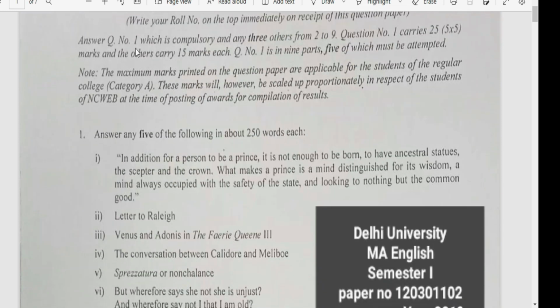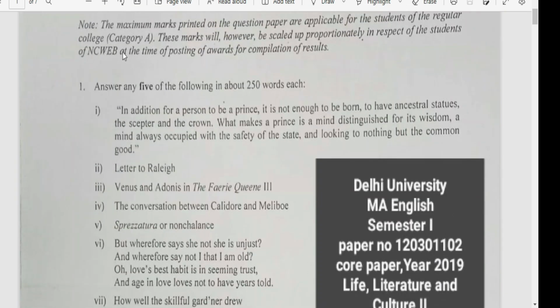And I will suggest you to read these instructions carefully. Write your roll number on the top immediately on receipt of this question paper. Answer question number 1, which is compulsory, and 3 others from 2 to 9. Question number 1 carries 25 marks, that is 5 into 5. So each part in question 1 is of 5 marks, and the others carry 15 marks each. Question number 1 is in 9 parts, 5 of which must be attempted.